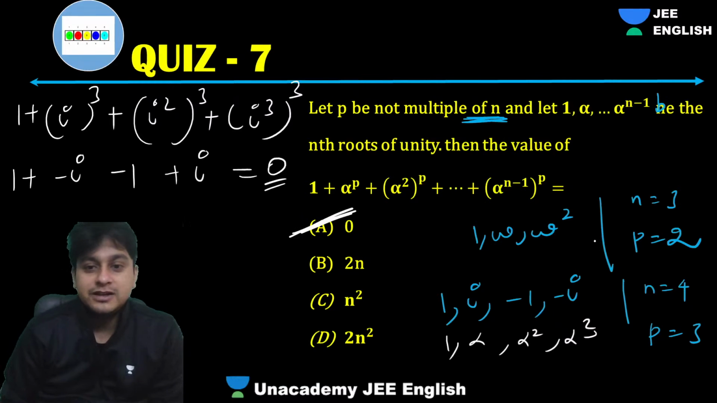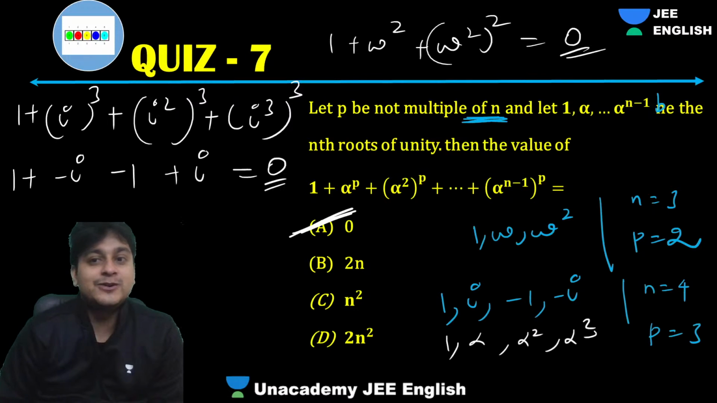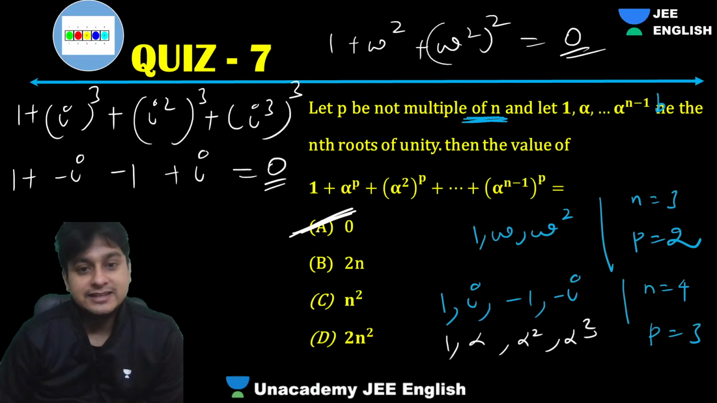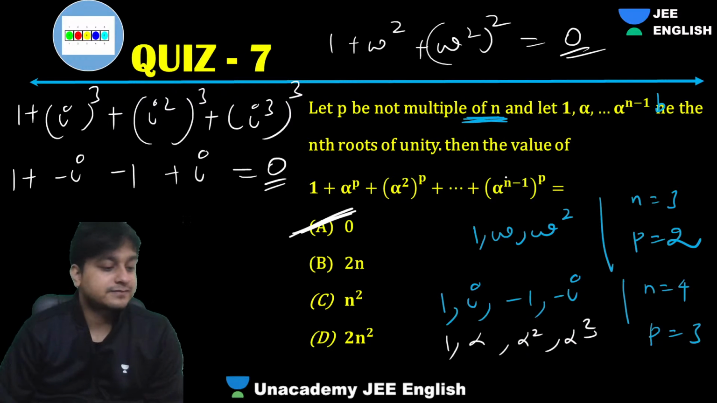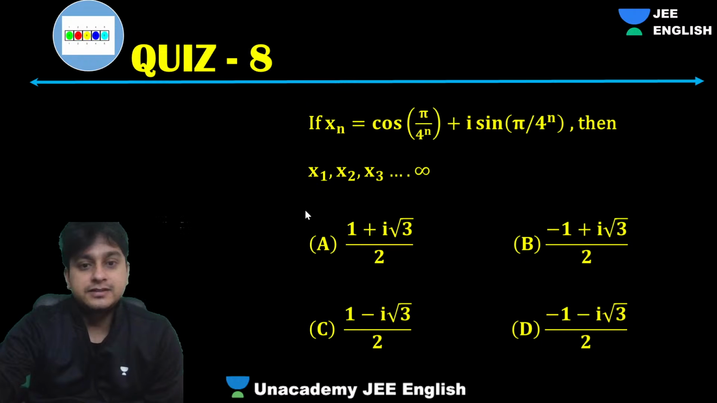Similarly, if you look at this one, 1 plus omega square plus omega power 2 whole square, this will be 1 plus omega plus omega square, which will be 0. That will be 0, guys, in any case. Okay. Chalo, guys. Next. Okay, try this one out.